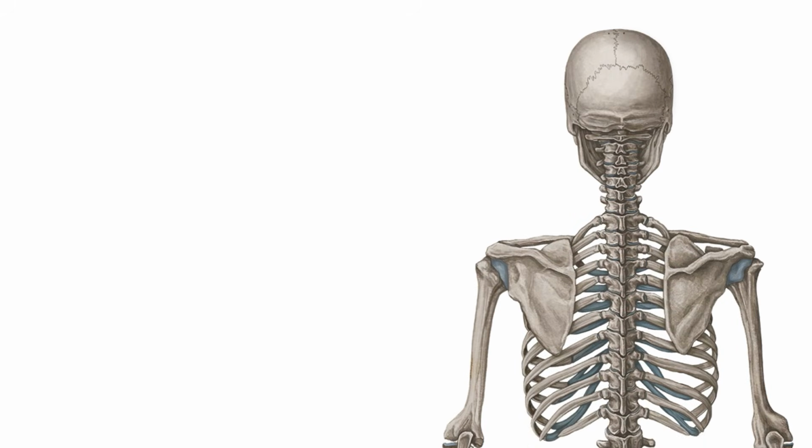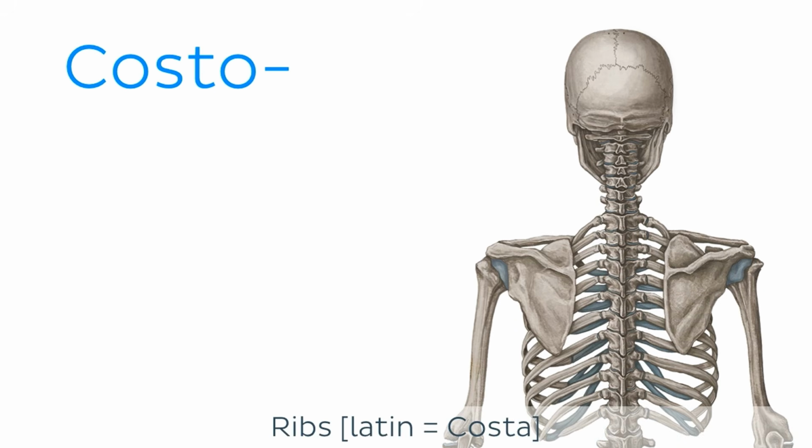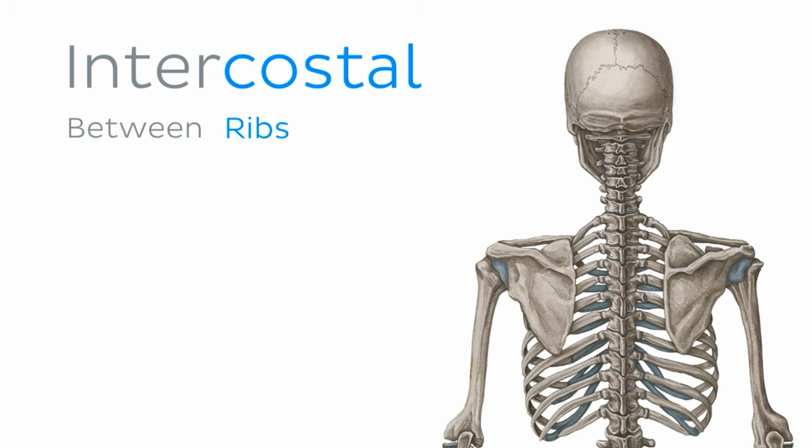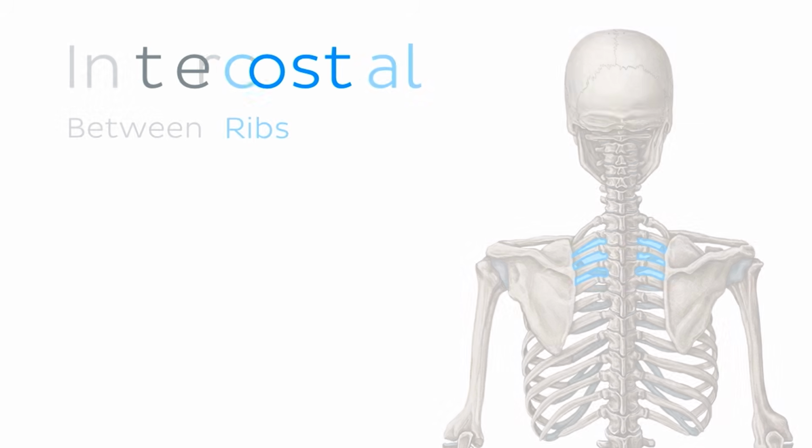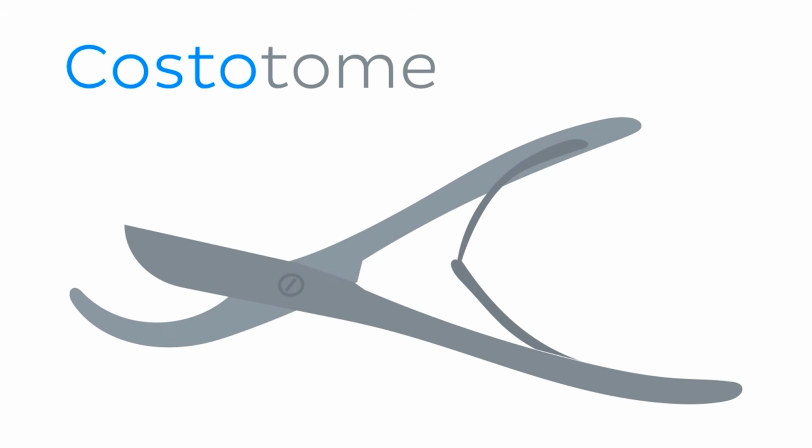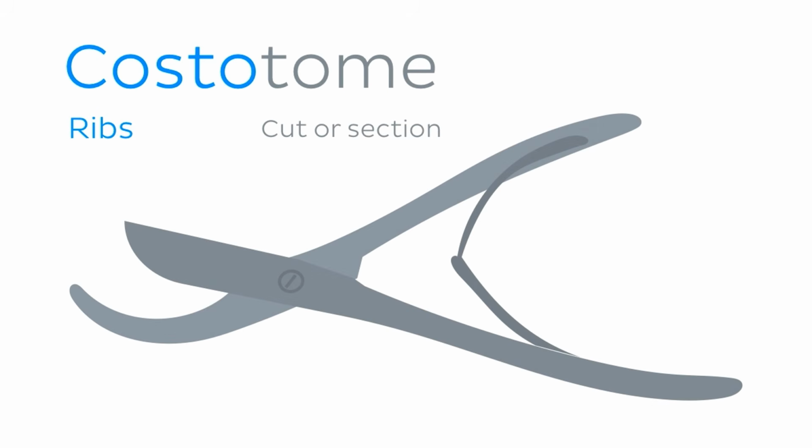The next term is one you're probably aware of. The word element here is costo or costal, meaning of the ribs. I'll give you the examples: intercostal, meaning between the ribs, or costotome, which is a special type of instrument designed for cutting through a rib.